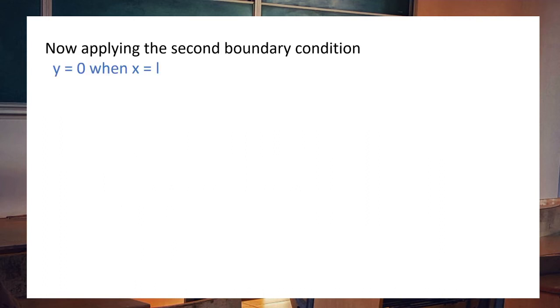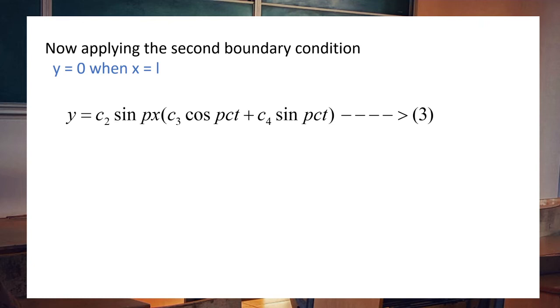Now take the second boundary condition, y equal to 0 when x equal to L. Put x equal to L and y equal to 0, we get 0 equal to c2 sin pL into [c3 cos pct plus c4 sin pct]. Again we have a product of three different terms equal to 0. It's quite clear that the term inside the bracket is not always 0. And if we take c2 equal to 0, the entire solution collapses to 0.